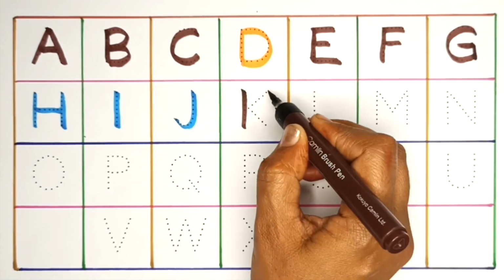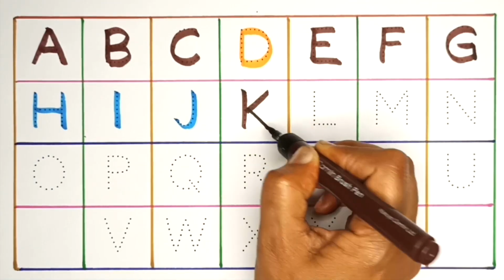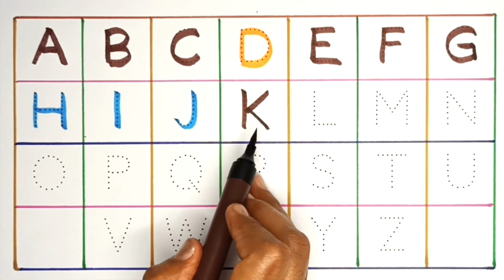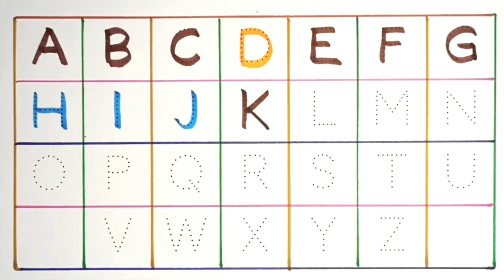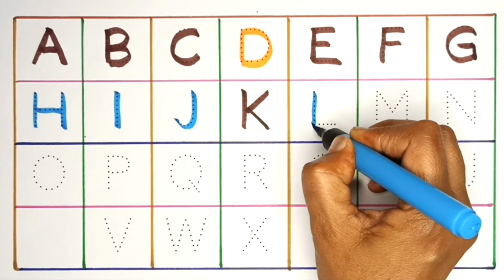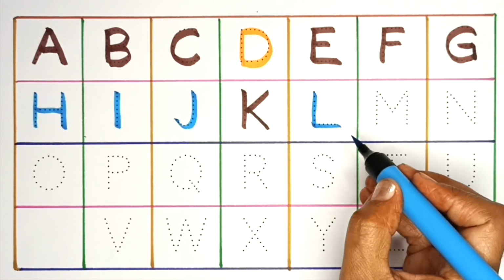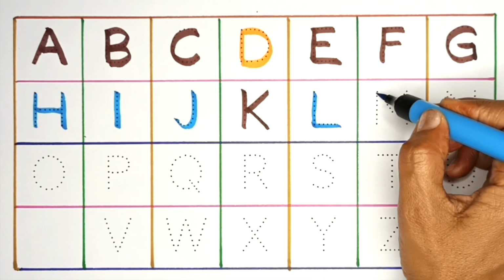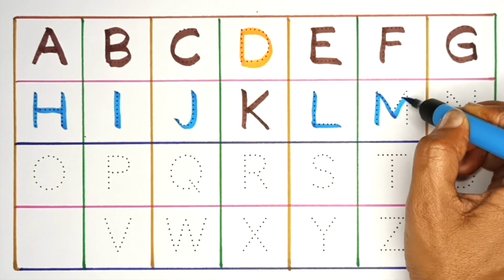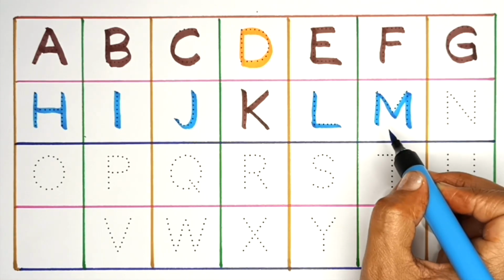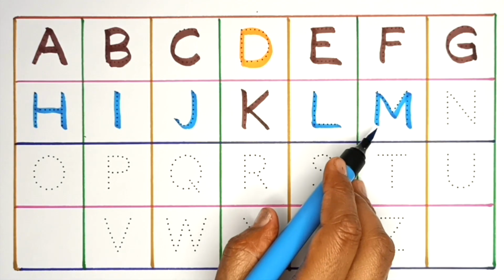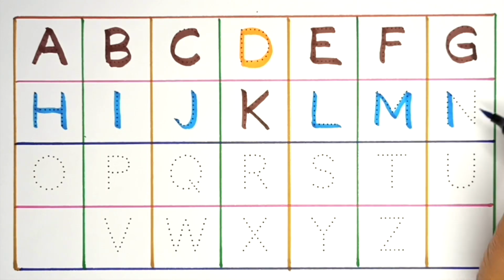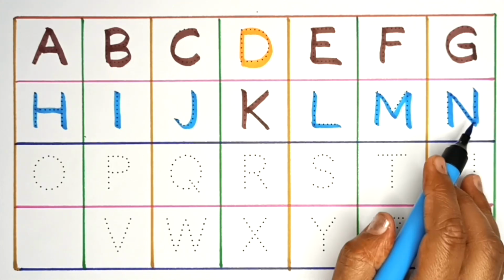K, K for kite, K. L, L for lion, L. M, M for monkey, M. N, N for nest, N.